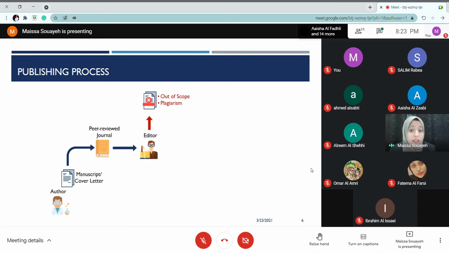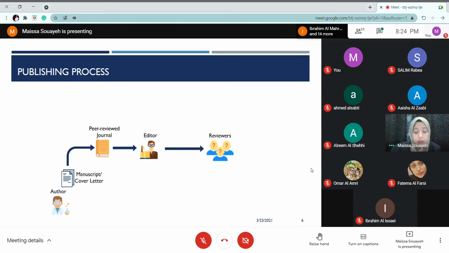The second case is if you have a high percentage of plagiarism. I think you are aware of plagiarism, the copy-paste percentage, because once the manuscript is received, they will check it through an online checker. They have special software for that, and then they will check the percentage. Up to 20% is acceptable. Above 20%, it means that it needs to be rejected.